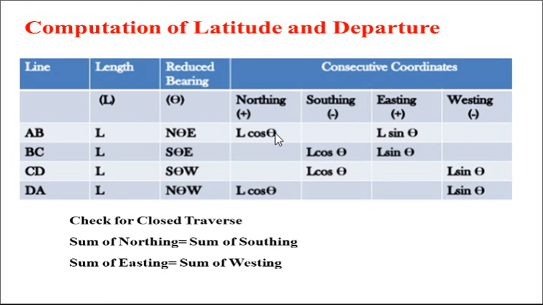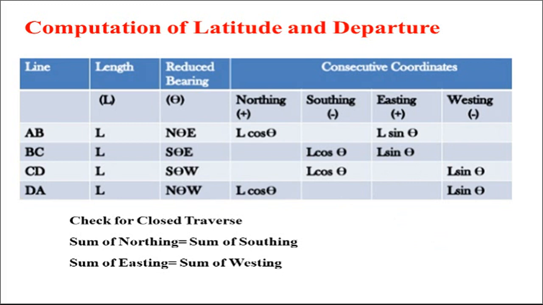So, what is this northing and easting? Coordinates of line AB, or coordinates of point B, are called the consecutive coordinates of B. Then these coordinates are the consecutive coordinates for C. These two are the coordinates for D, and again these two are the consecutive coordinates for A. From these consecutive coordinates we can calculate the independent coordinates, and then we can plot the traverse of that particular area.